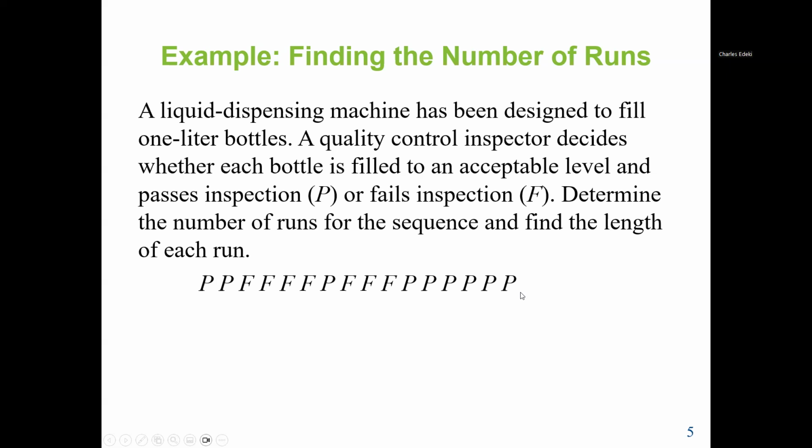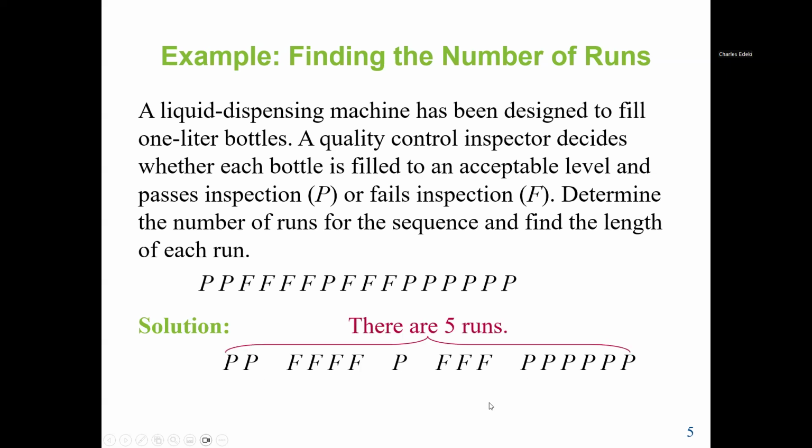Now, based on the definition, our first run will be PP. Then when it's F, we have 4F, then P, then FFF, then the rest is P. So this means we have 5 runs. So there are again 5 runs.